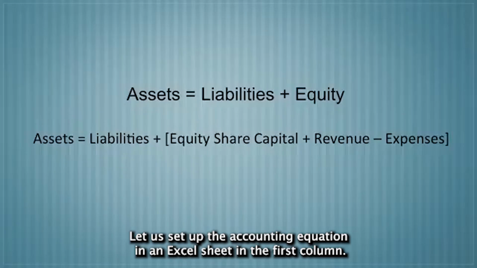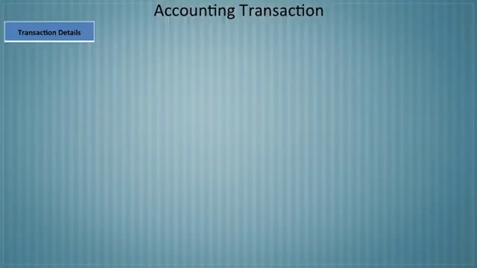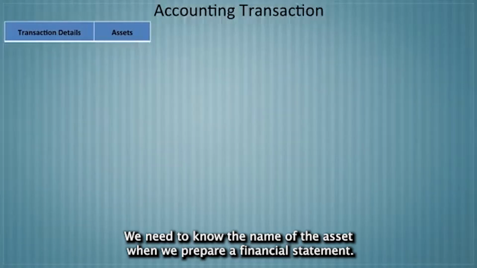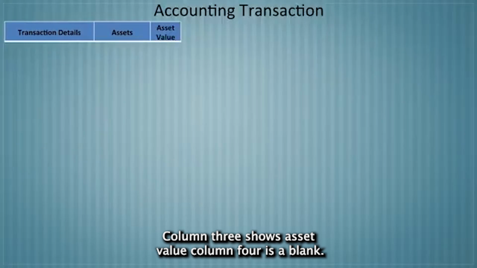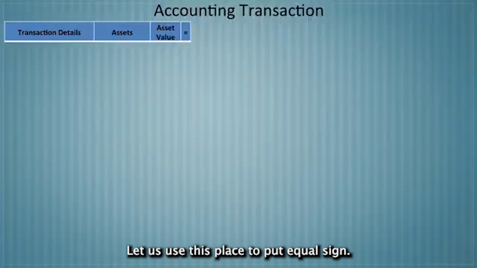Let us set up the accounting equation in an Excel sheet. In the first column, let us provide the transaction details. Column 2 will show the name of the asset. We need to know the name of the asset when we prepare a financial statement. Column 3 shows the asset value. Column 4 is blank. Let us use this place to put the equal sign.